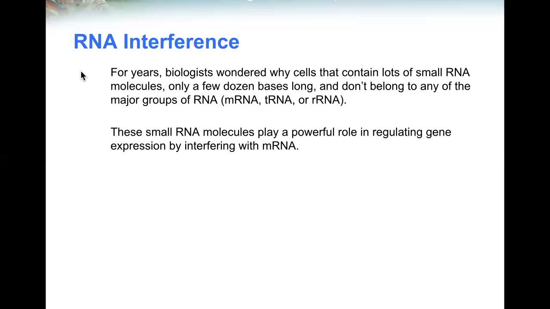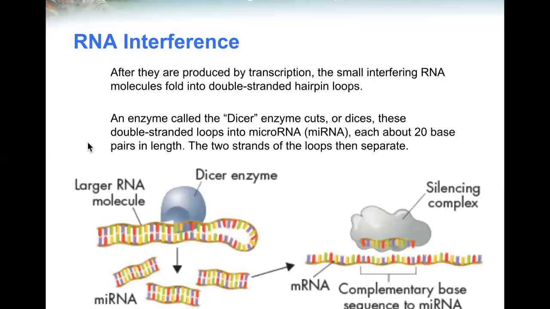For years, biologists wondered why cells contain lots of small RNA molecules, only a few dozen bases long, that don't belong to any of the major groups of RNA: mRNA, tRNA, or rRNA. These small RNA molecules play a powerful role in regulating gene expression by interfering with mRNA.